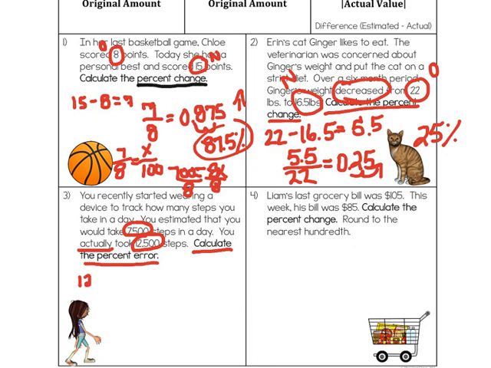We say 12,500 minus 7,500. Use your calculator. 12,500 minus 7,500 is 5,000. So you have a difference of 5,000 steps. Okay.